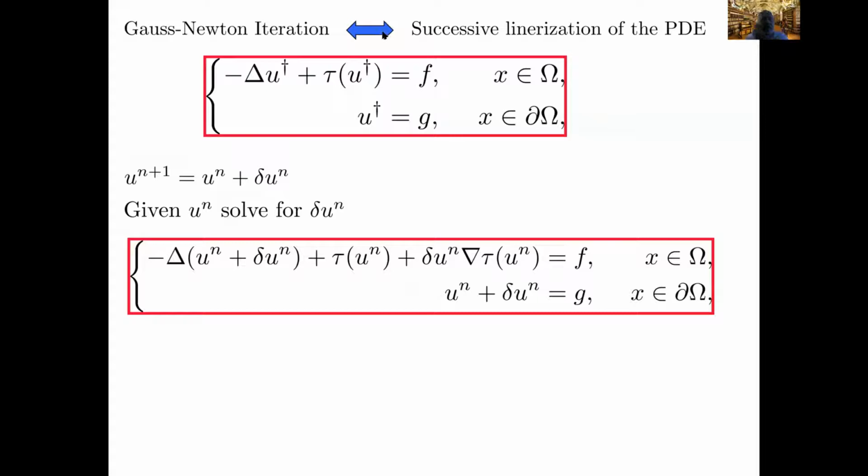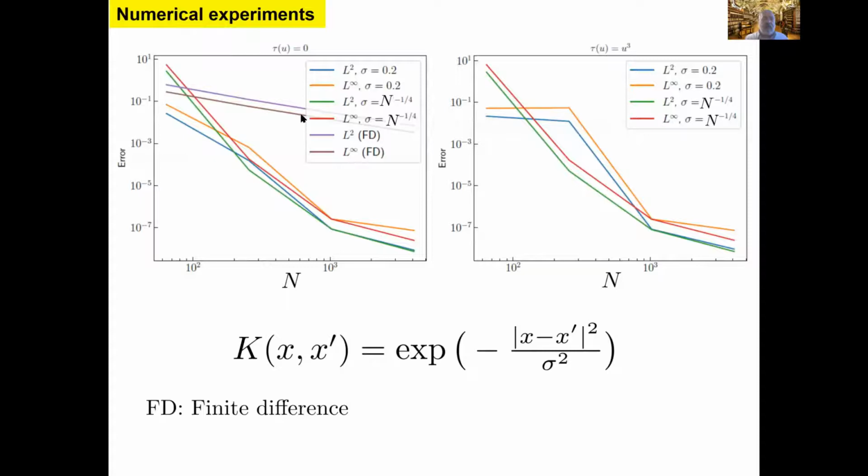Now, this Gauss-Newton iteration is equivalent to solving successive linearizations of the underlying nonlinear PDE, which is equivalent to solving the nonlinear PDE with a combination of Newton's iteration with the kernel or Gamblet method for the linearized part. The following numerical experiments compare the convergence of the finite difference method with the convergence of the proposed method using a Gaussian kernel. So you get convergence to machine precision, which is something that you typically do not see with ANN-based methods.